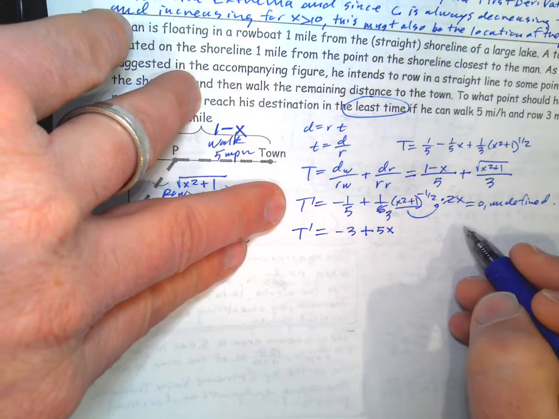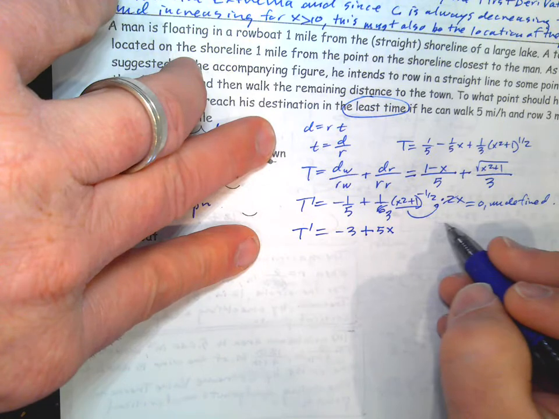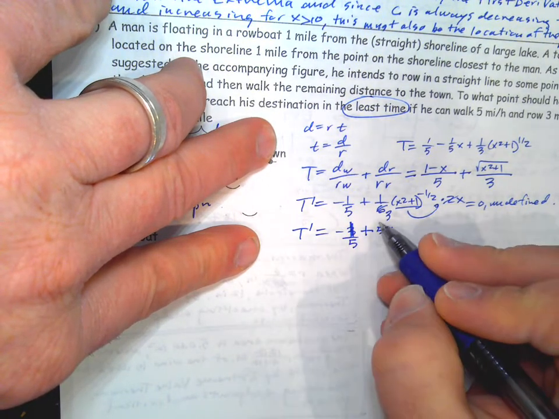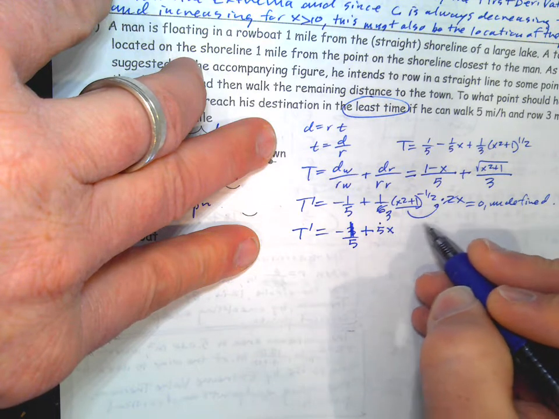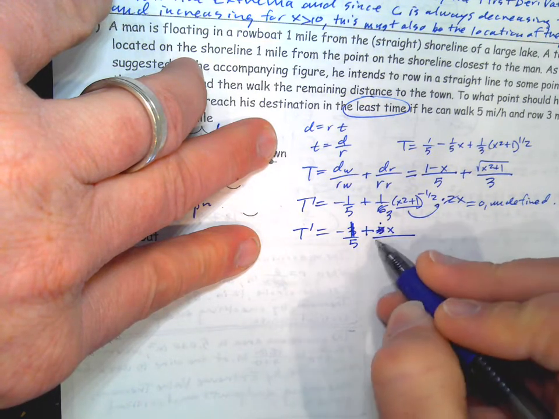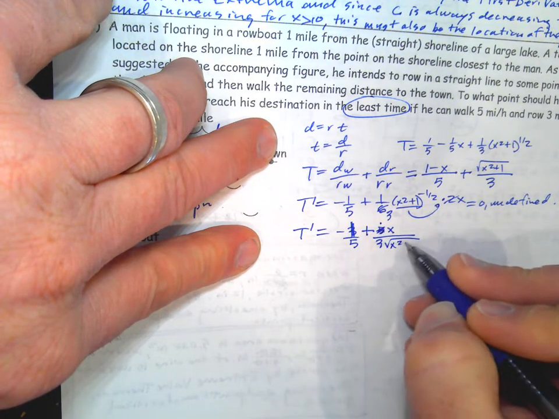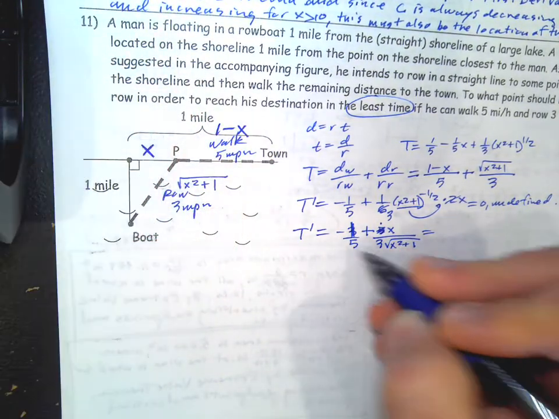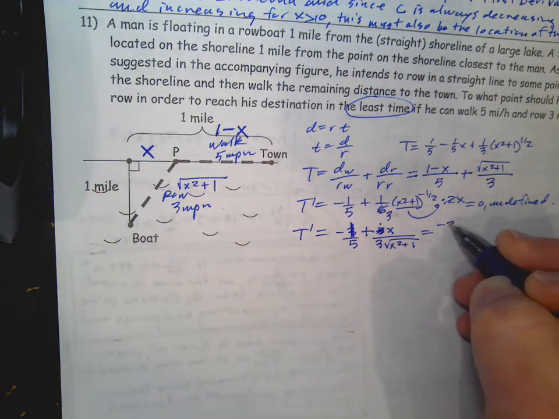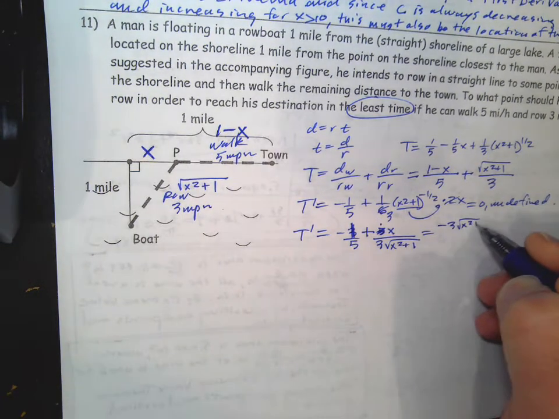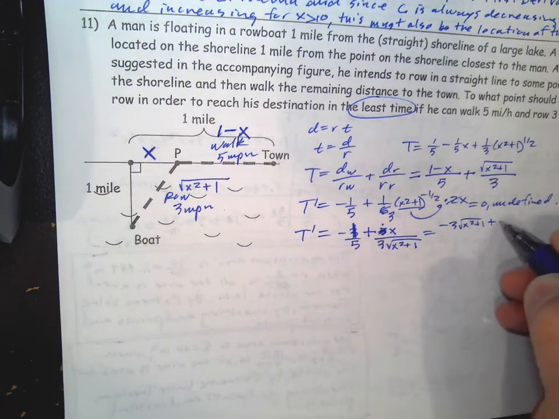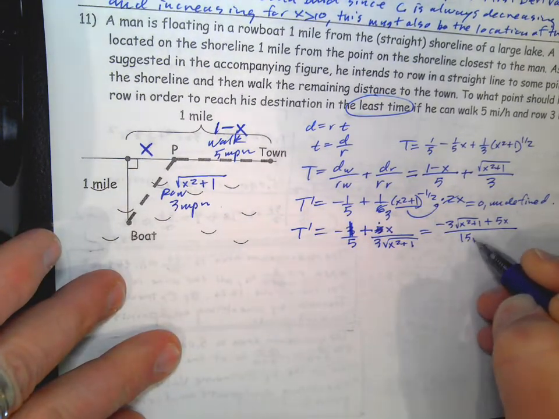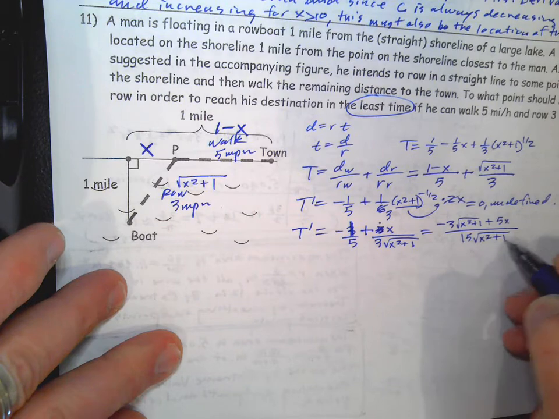Maybe we should rewrite this first. So this is going to be negative 1/5, and then it's going to be x on the top, 3 over the square root of x squared plus 1, because it's negative x1. So least common denominator, we're going to multiply the top of this one by 3. So it's going to be negative 3 square root of x squared plus 1. We multiply the top of this one by 5, so it's going to be 5x all over 15 square root of x squared plus 1 equals 0 or undefined.